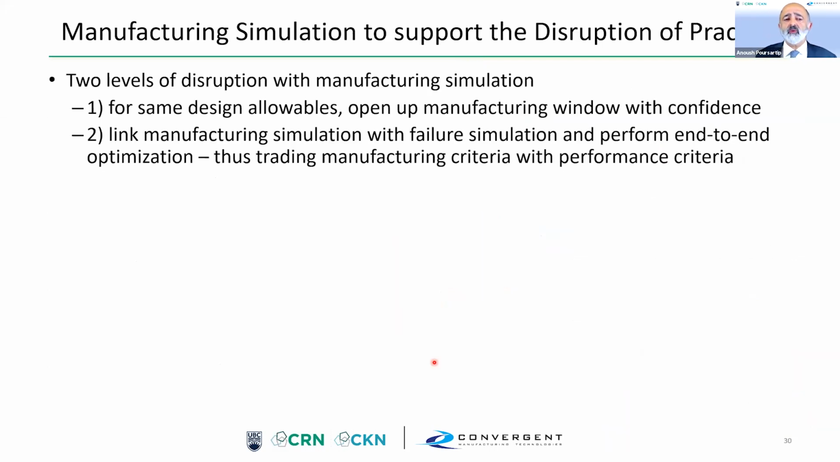So here, what we're talking about is maybe 2 levels of disruption. One is, for the same design allowables, can we open up the manufacturing window with confidence? In other words, can we say that we know that changing the process cycle does not change the material properties, hence the design allowables?